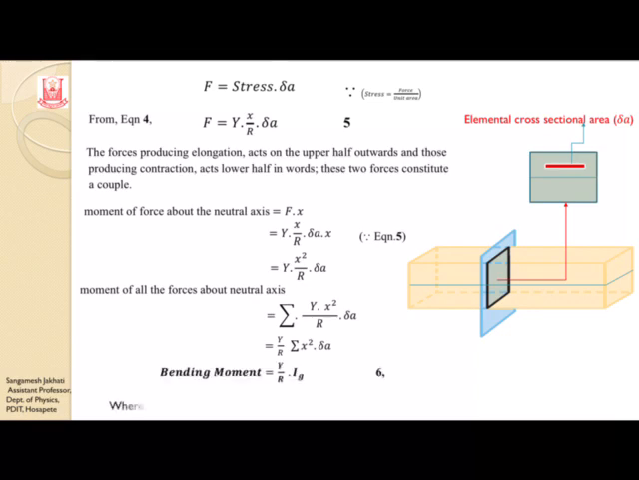So the bending moment is given by y by r as it is, and Ig, that is sigma x square delta A, which is written as Ig here. Below this equation 6, Ig is equal to sigma x square into delta A. That is written as A into k square, where A is the area of cross section of the beam, and k is the radius of gyration.